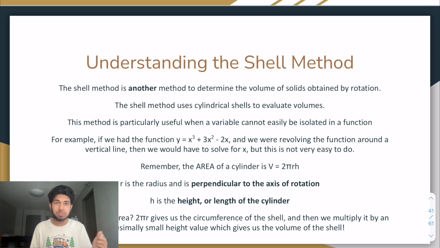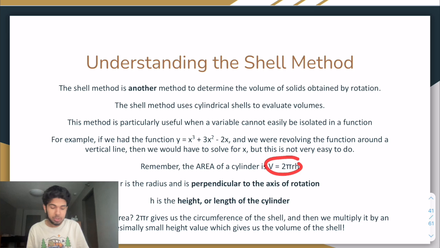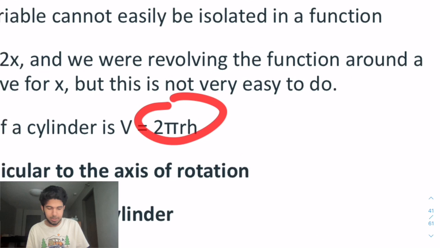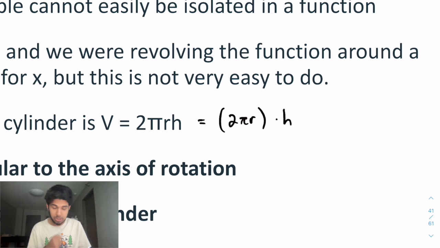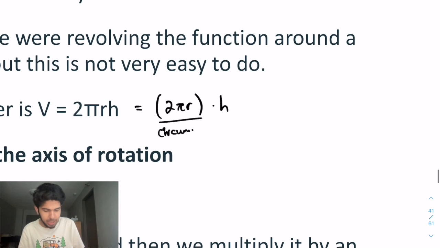And the main equation we'll be taking advantage of here is the area of a cylinder, 2 pi r h. This is the lateral surface area of a cylinder that we'll be using. If you take a moment to think about this formula, it breaks apart into 2 pi r times h, where 2 pi r is the circumference of a circle. And that kind of makes sense, right?